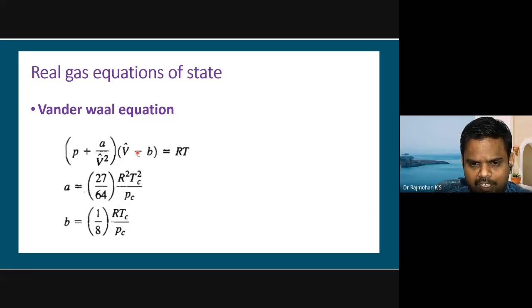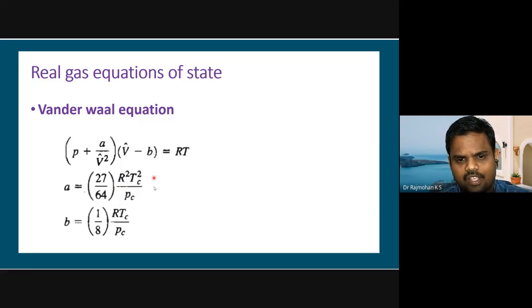For example, if P and T are given, what is the volume? Or if volume and temperature are given, what is the corresponding pressure? Like that, we can determine using the van der Waals equation.